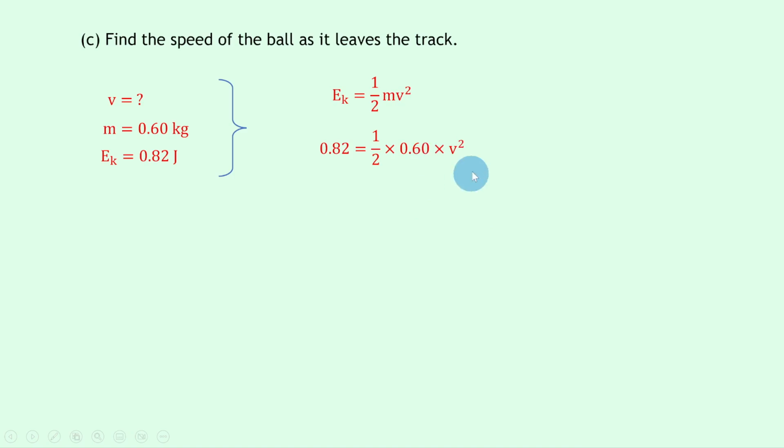We can now simplify the right hand side to get a half of 0.6 is 0.3 times v squared, and then we can divide both sides by 0.3 to get v squared on its own. So that gives us v squared equals 2.73, and then we can take the square root of both sides to get v on its own, and if you put that into your calculator you should get an answer of v equals 1.7 meters per second.